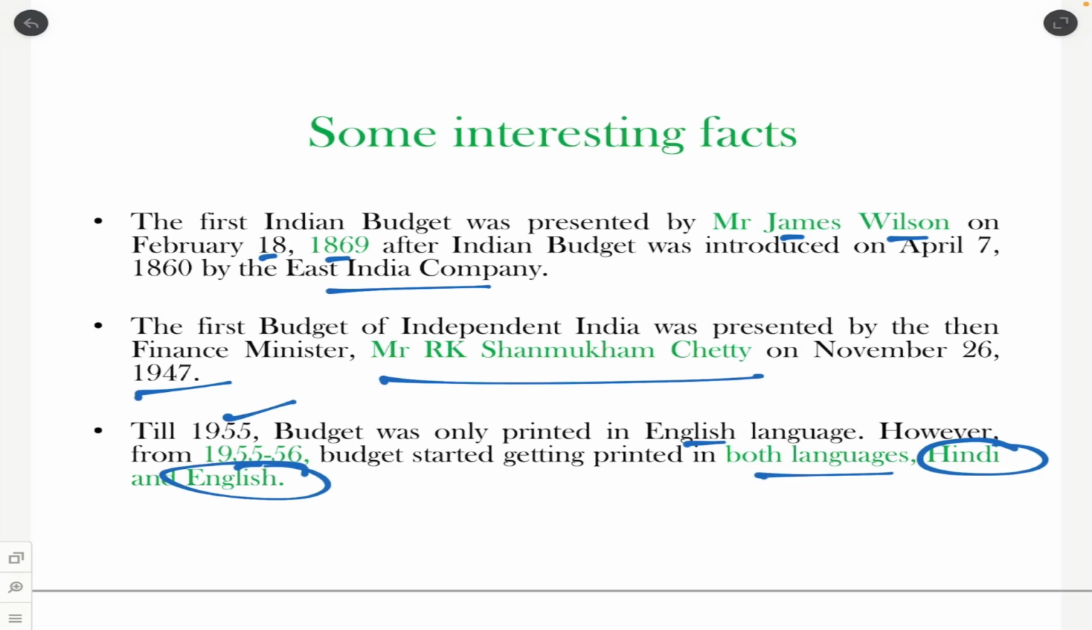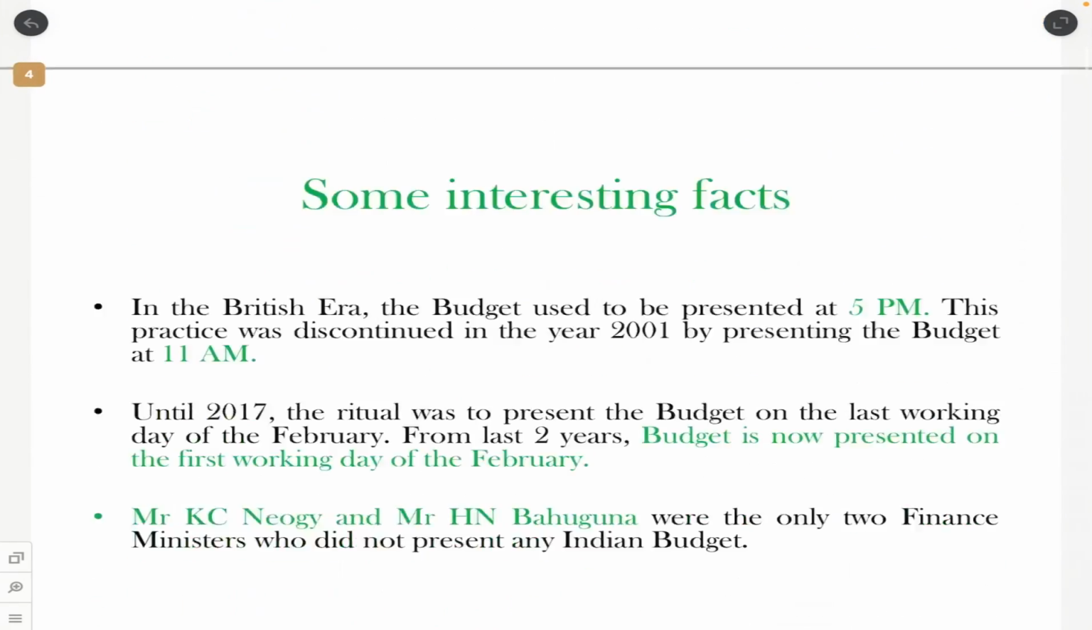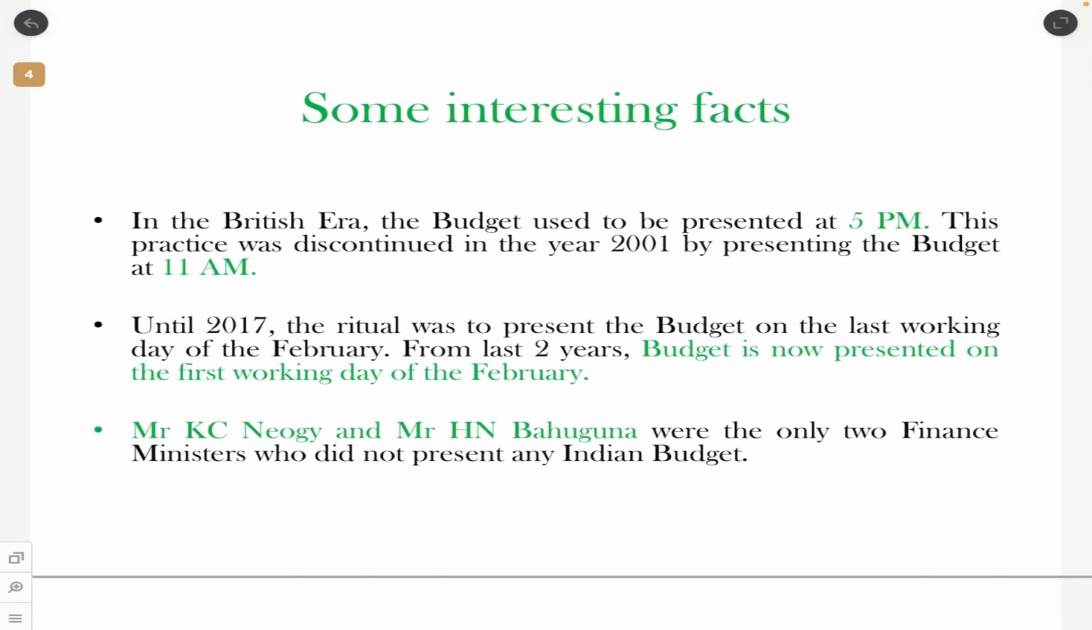So these are some of the important things that are given to us in the reference material. Some more interesting facts are listed out for us. In the British era, the budget used to be presented at 5 p.m. because when it is 5 here, it is around 11 a.m. in the UK. This practice was discontinued in the year 2001.